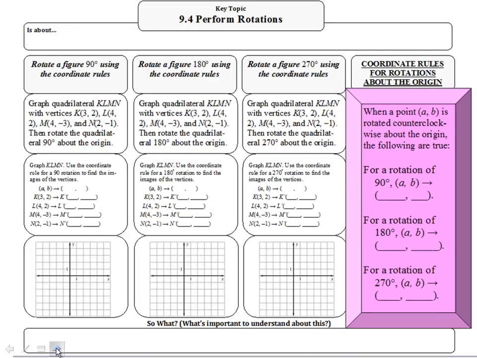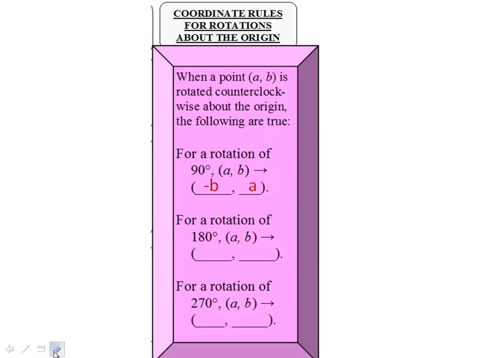So 9.4, Perform Rotations, is about how we perform rotations of 90 degrees, 180 degrees, or 270 degrees about the origin. So that's what this whole frame is about. Let's first look at the box on the right, this purple box. We have specific rules.